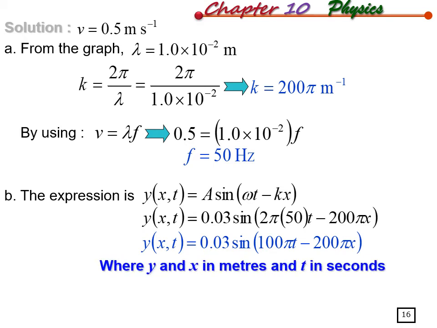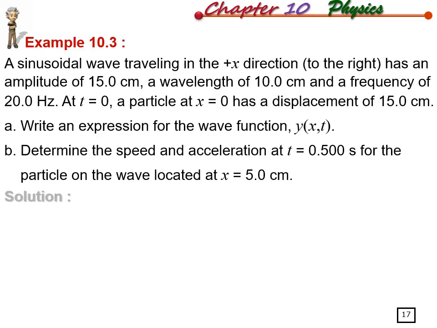So over here, y and x are in meters and t will be in seconds. For example 10.3, you have a sinusoidal wave traveling in the positive x direction, to the right. The amplitude is given as 15 cm, the wavelength is 10 cm, and the frequency is given as 20 Hertz. At t equals 0, a particle at x equals 0 has a displacement of 15 centimeters.